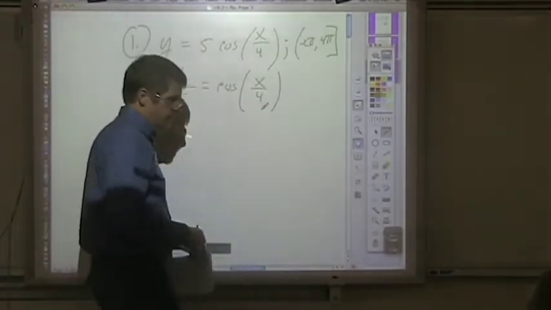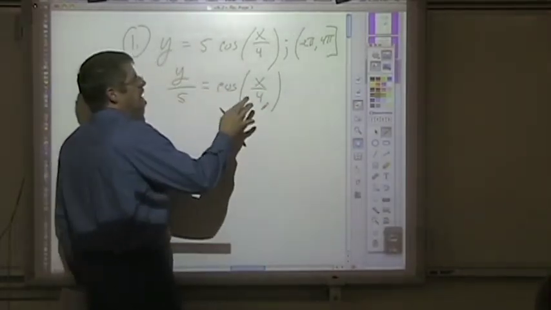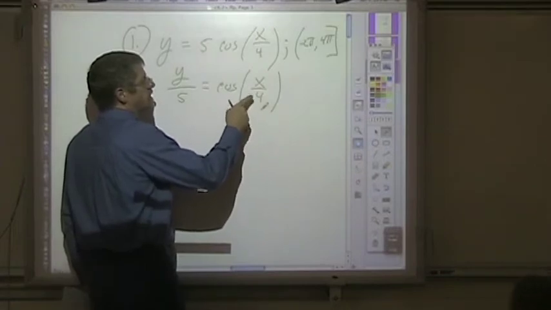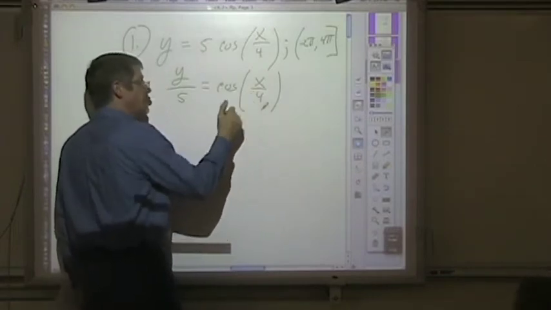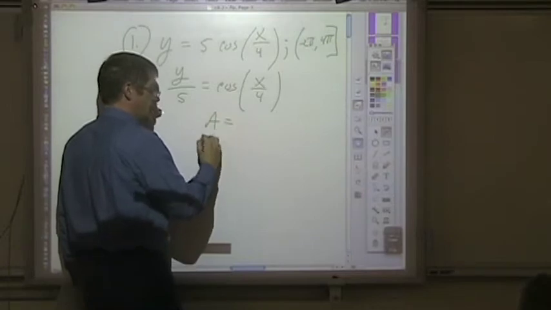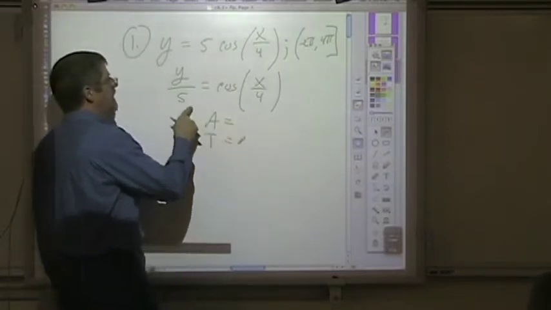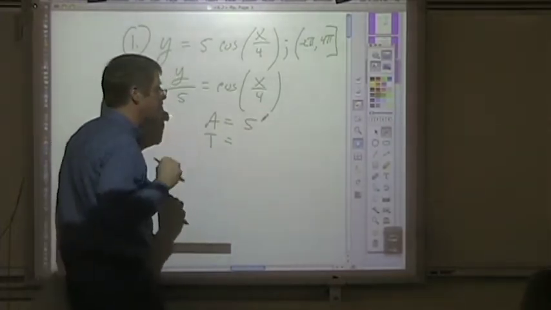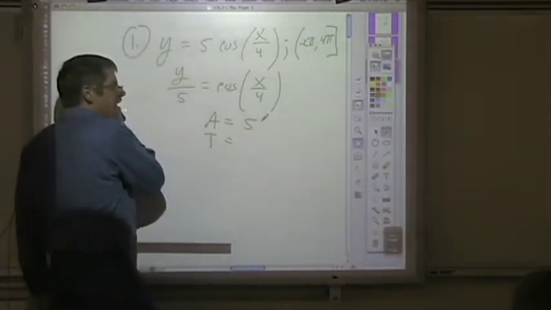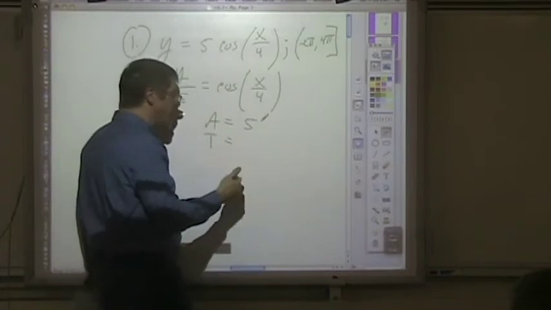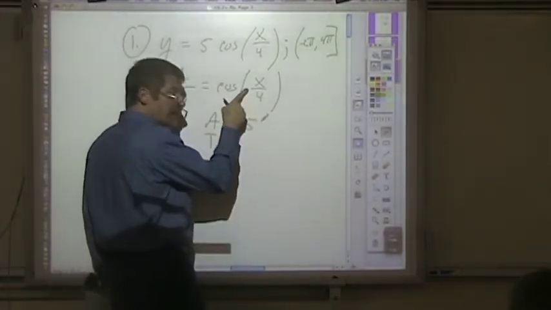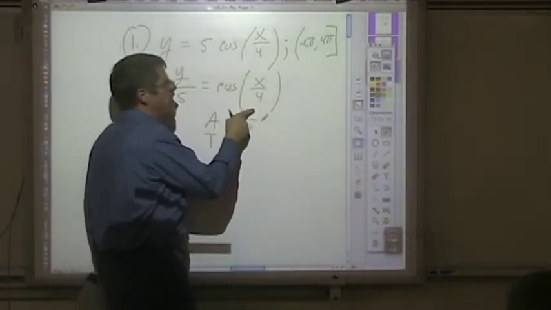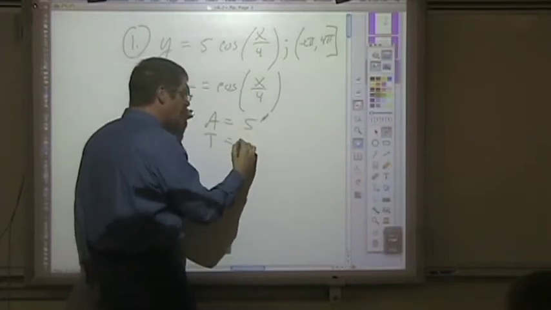So in this case, since the period is ordinarily 2 pi, the amplitude is going to be stretched by 5, so the amplitude is going to be 5. It's going to be oscillating between plus or minus 5 instead of plus or minus 1. And the period, instead of being 2 pi, is going to be stretched by a factor of 4. So it's going to be 2 pi times 4.